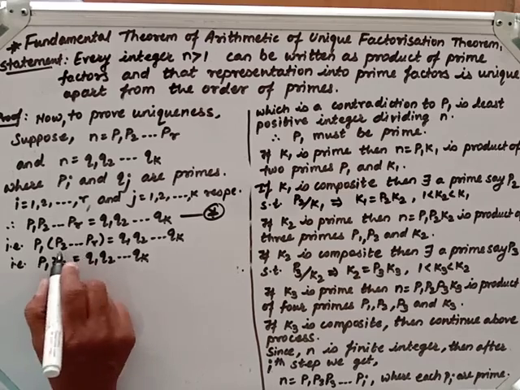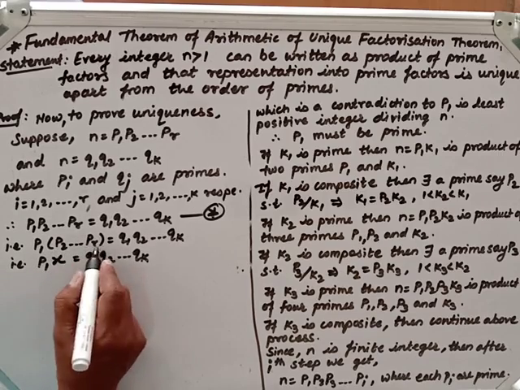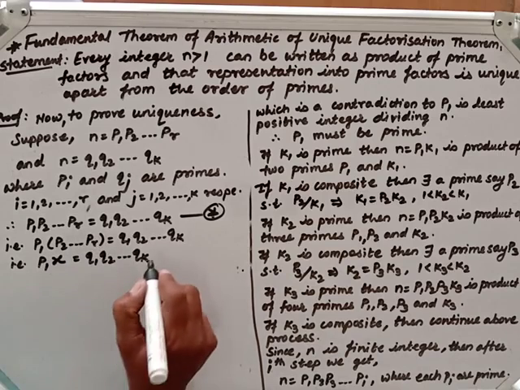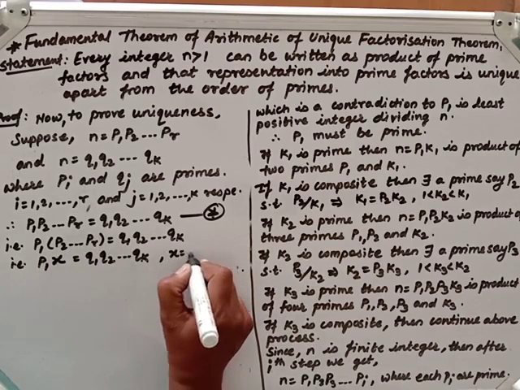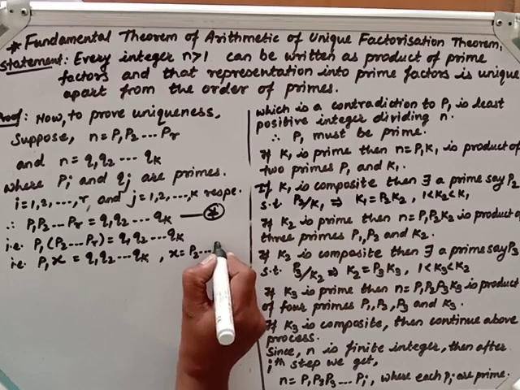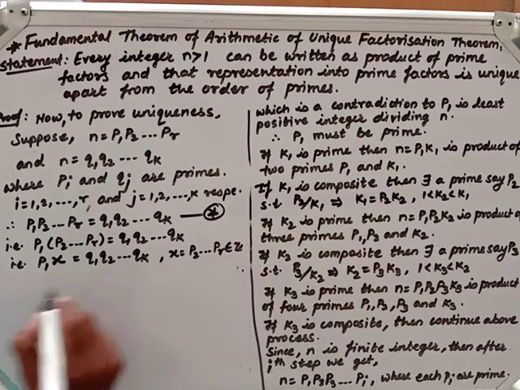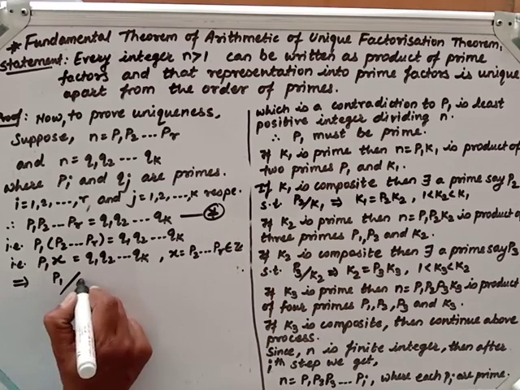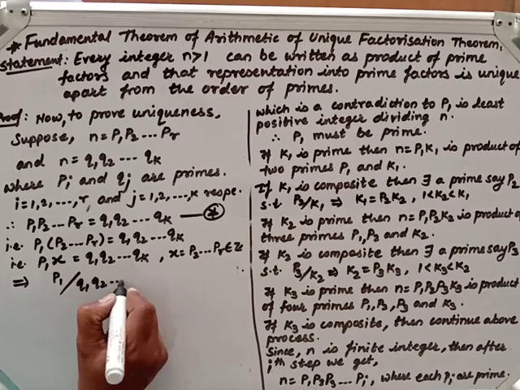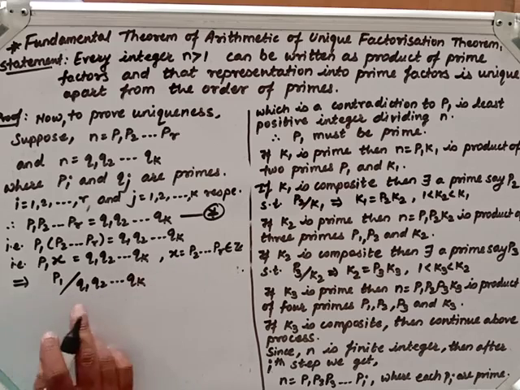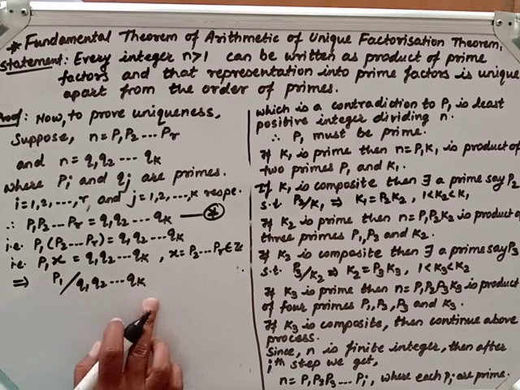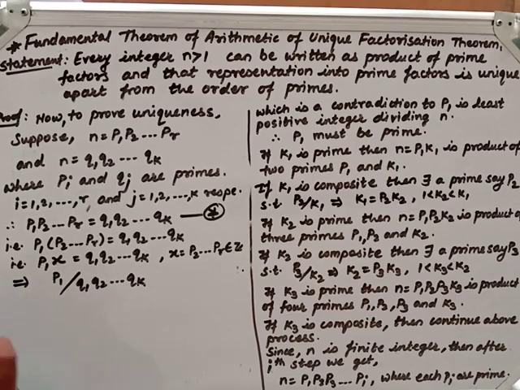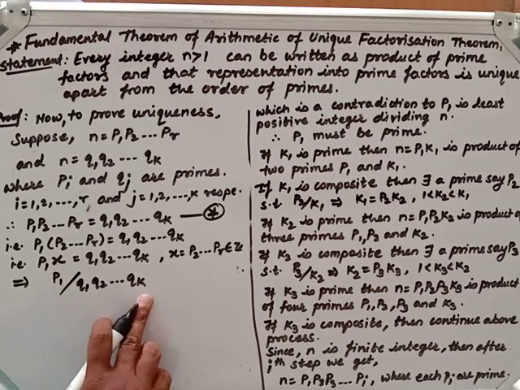Now here this x is an integer. All prime numbers are after all integers. Here x is equal to p2 and so on up to pr, and this is an integer. As this is an integer, this implies p1 divides q1, q2 and so on up to qk. And if p1 divides this one, p1 is a prime number, so by the previous theorem, p1 must divide at least one of the integers among q1, q2 and so on up to qk.